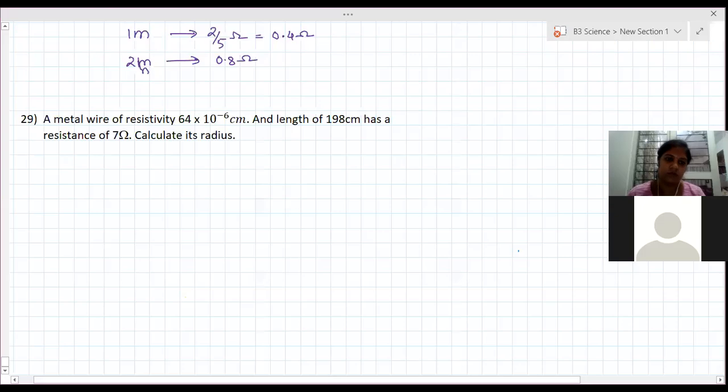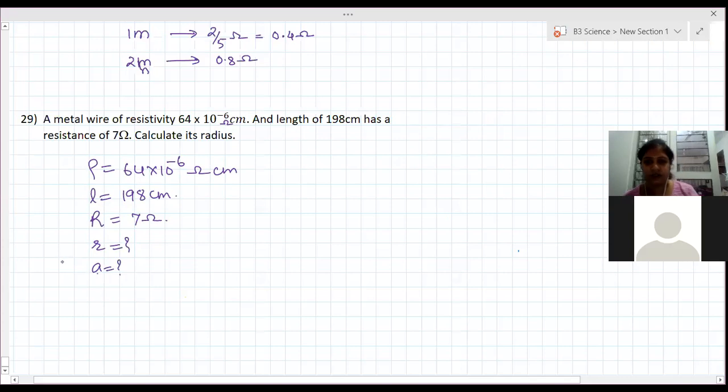Resistivity is 64 into 10 to the power minus 6 ohm centimeter. The length is given, 198 centimeter, and the resistance is given, 7 ohm. You have to calculate its radius. For the radius, you need A. By knowing A only, you can find out the radius.